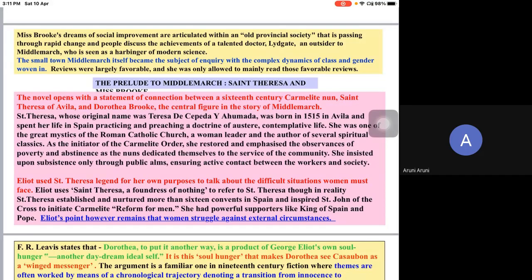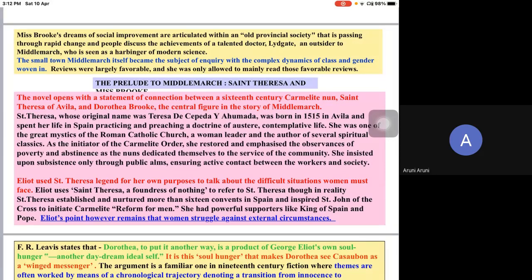She was one of the great mystics of the Roman Catholic Church, a woman leader and author of several spiritual classics. As the initiator of the Carmelite order, she restored and emphasized the observances of poverty and abstinence as the nuns dedicated themselves to the service of community. She insisted upon subsistence only through public alms, ensuring active contact between workers and society. So this is how the novel begins, comparing Dorothea to Saint Teresa of Avila.